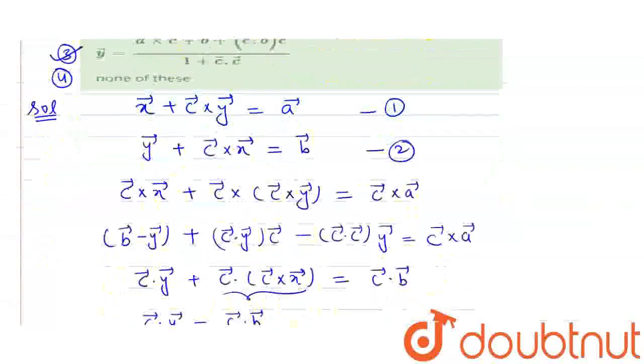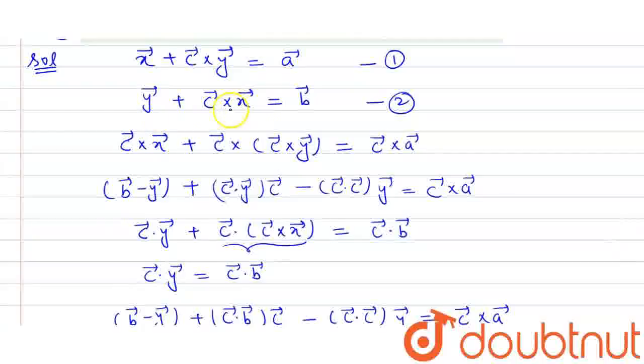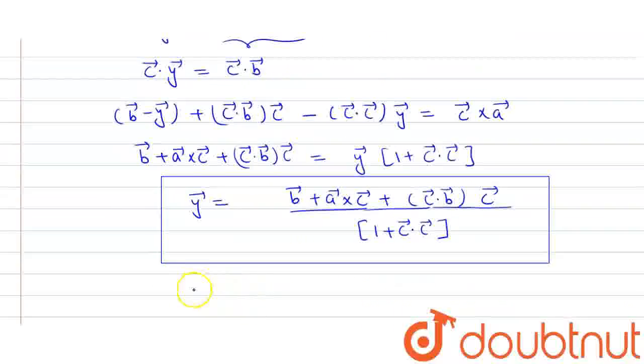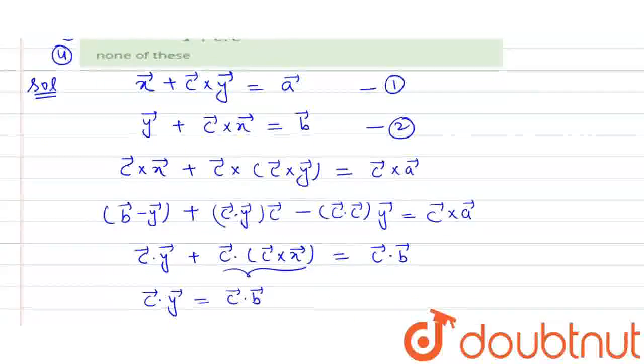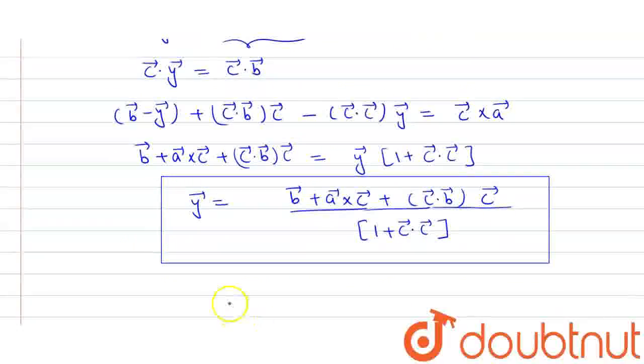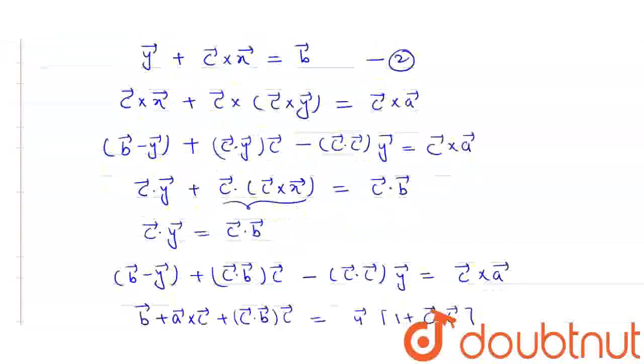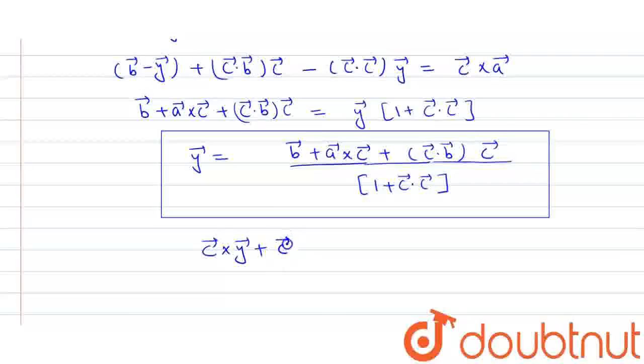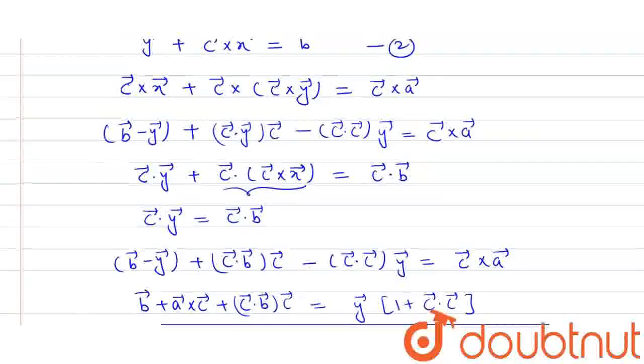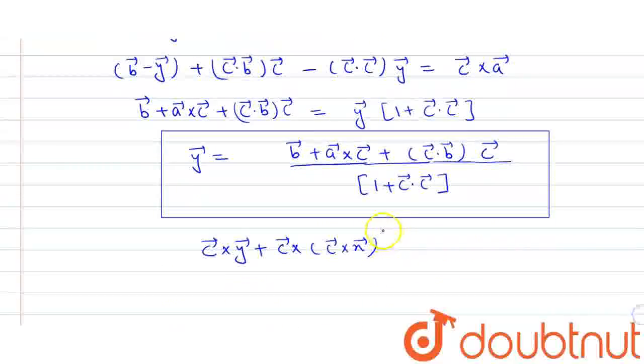So again, first of all, now I will take the second equation and take the cross product with c vector. Once again I am writing this second equation: y vector plus c vector cross x vector. So c vector cross y vector plus c vector cross c vector cross x vector, which is equal to c vector cross b vector.